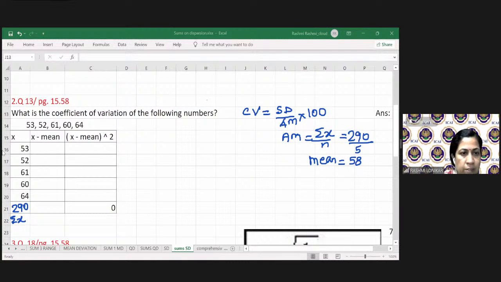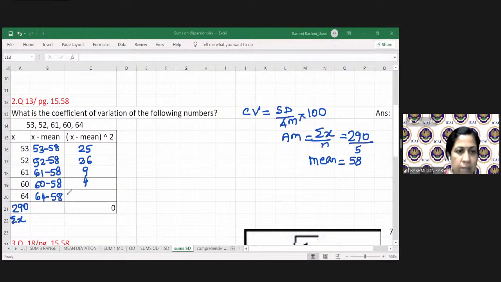So what happens now? I have to find the difference. एक बार मेरे को मीन आ गया तो मुझे क्या करना है, इधर 53 minus 58 निकालना है. कितना हुआ वो -5. -5 square is 25. Then I have 52 minus 58. This is -6. -6 square is 36. 61 minus 58 is +3. +3 square is 9. 60 minus 58 is 2. 2 square is 4. Then 64 minus 58 is how much? 6. 6 square is 36. ये 0 नहीं है, गलती से लिखा.